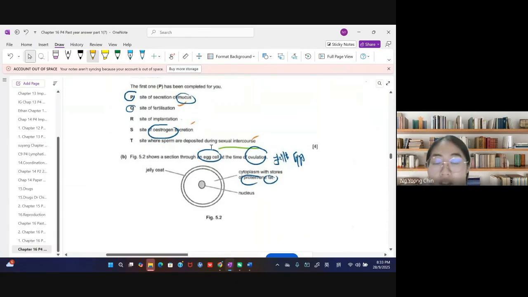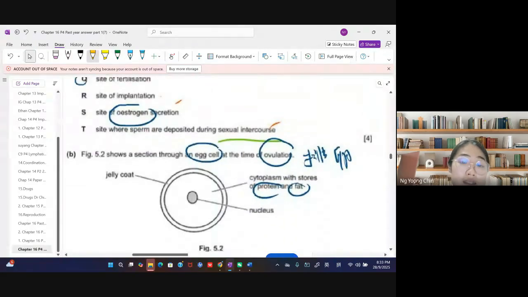Okay, and then when you draw the structure, don't draw arrows. You can just draw something like this. Just put a line, enough already. Don't draw like this, no. Just put a line, and the line can clearly label it already.